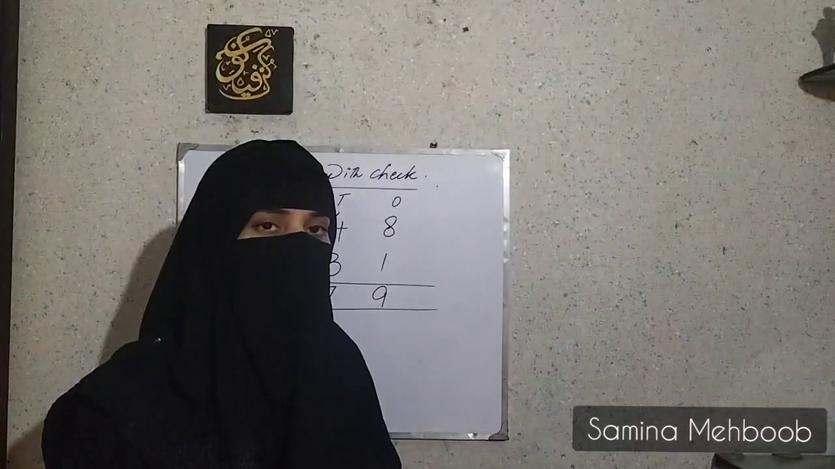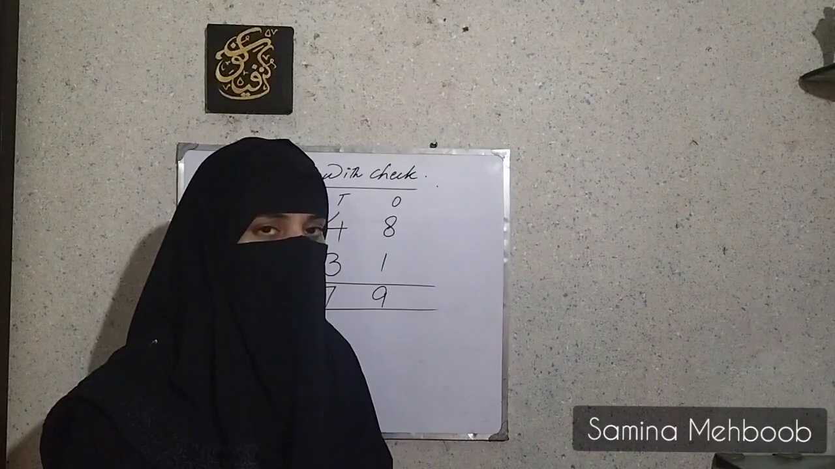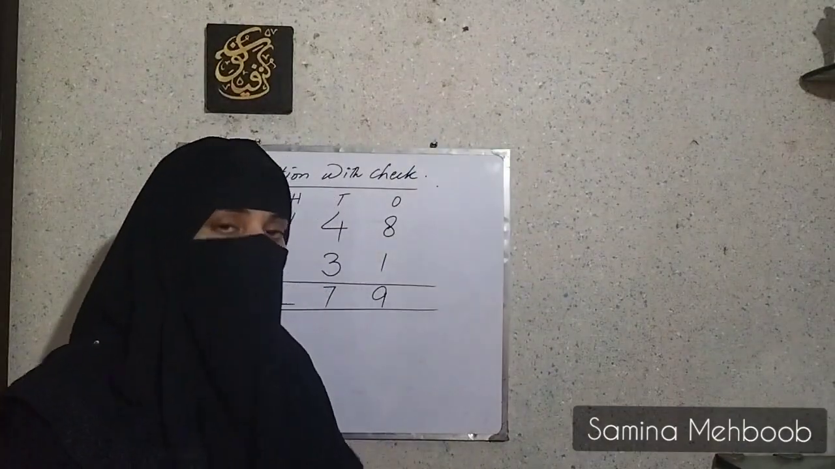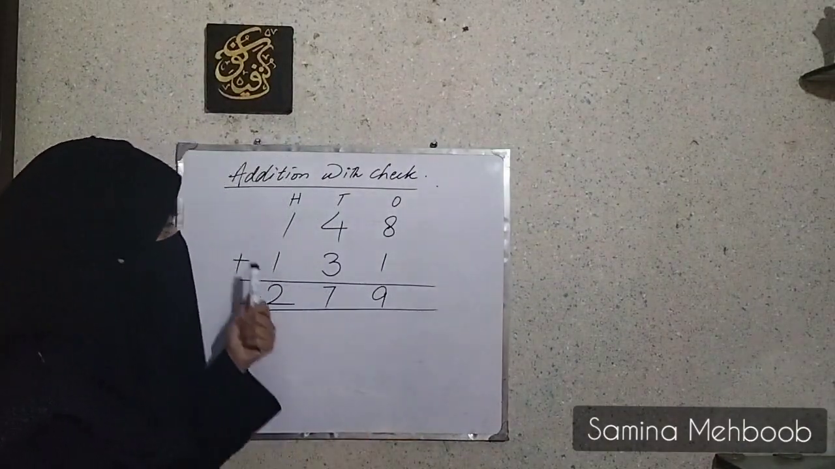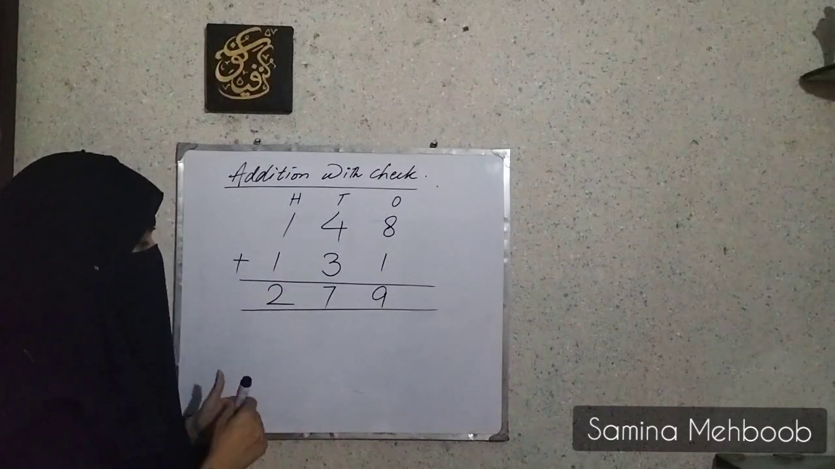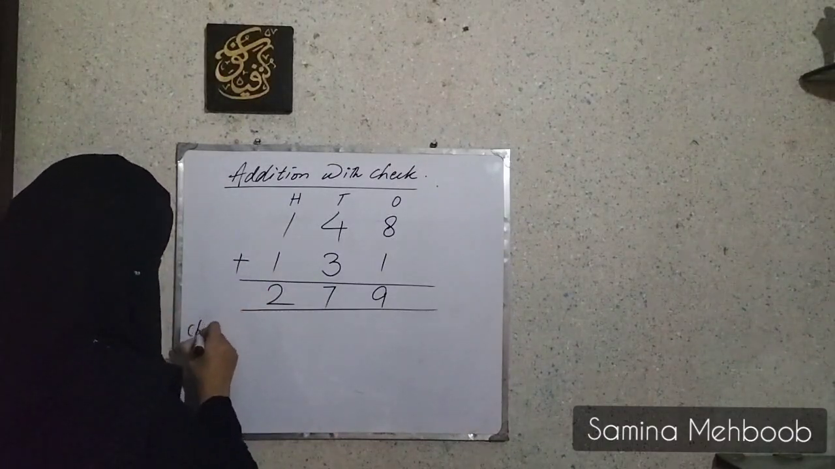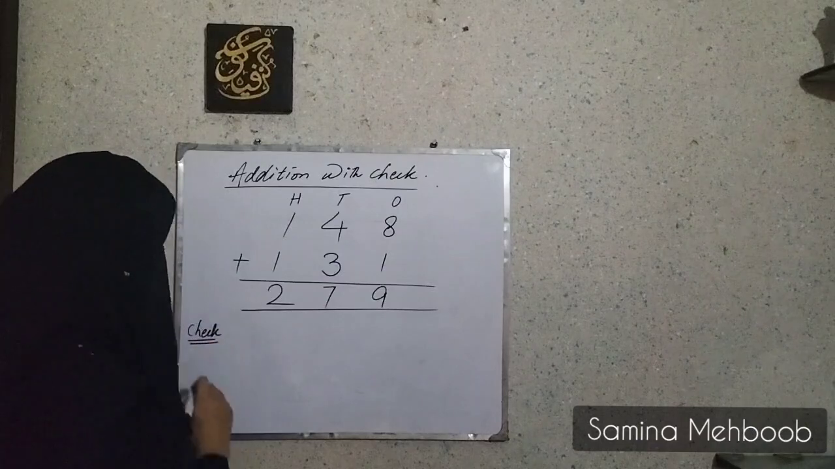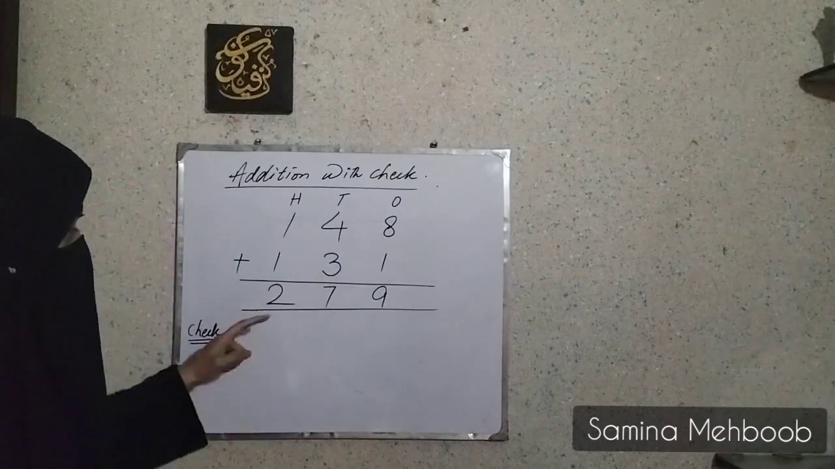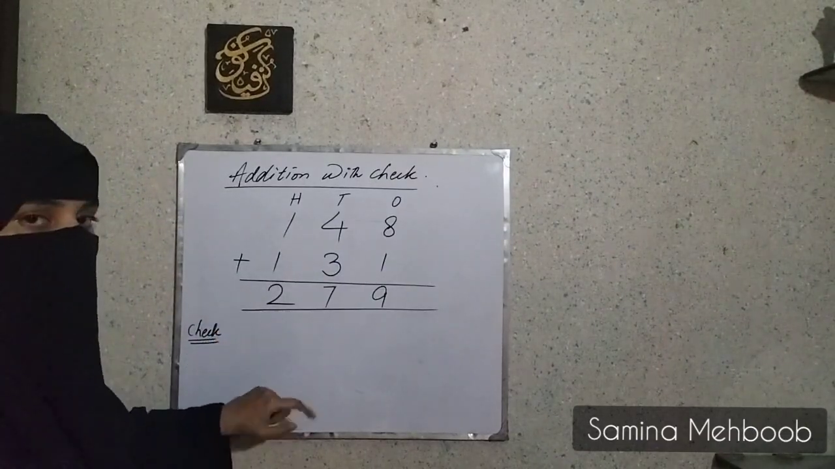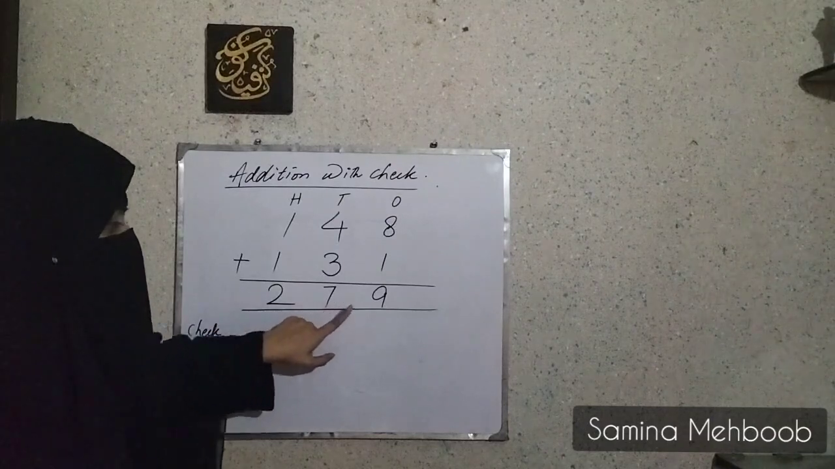When we are going to check the question of addition, what we will do? We will subtract. What we will subtract? Look at the question. What is the answer here? First write here check. Okay. What we are going to do? We are going to check. What is the answer here? Answer is 279.